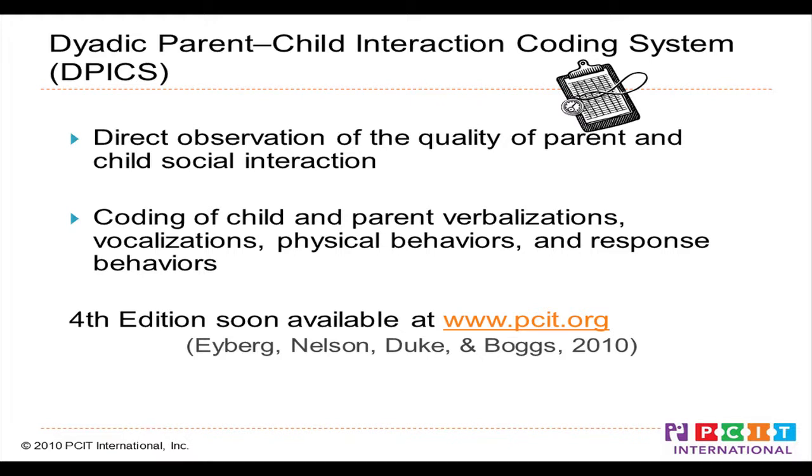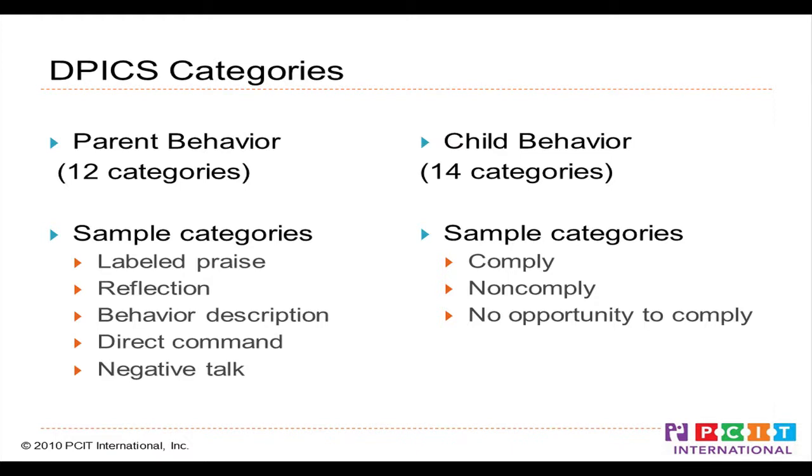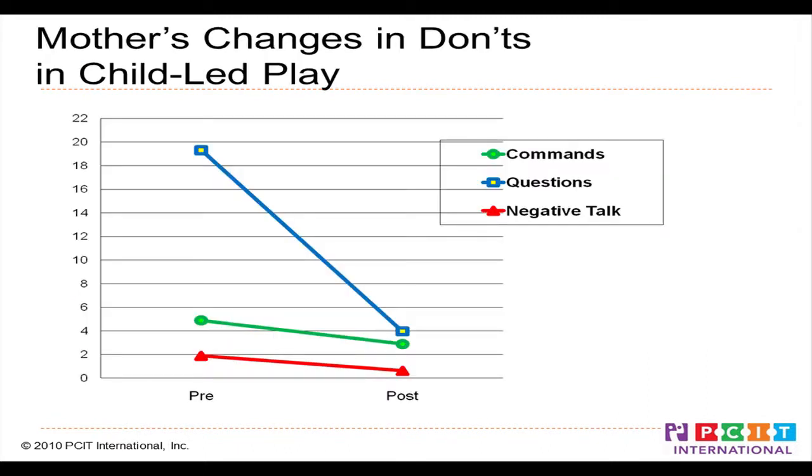Melanie's going to talk a lot more about the DPICs, but this is, like I said, a direct observation of the quality of the parent and child interactions. Among the categories that can be coded are verbalizations by the parent, verbalizations by the child, physical touch, and vocalizations. Clinically, the ones you'll be hearing about are verbalizations by the parent, like how often they label praise their child, or how often they're sarcastic or negative with their child, and child responses: if they listen to a command, if they don't listen, if their parent gave them a chance to listen.